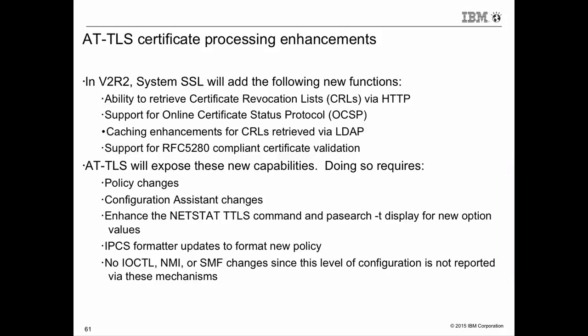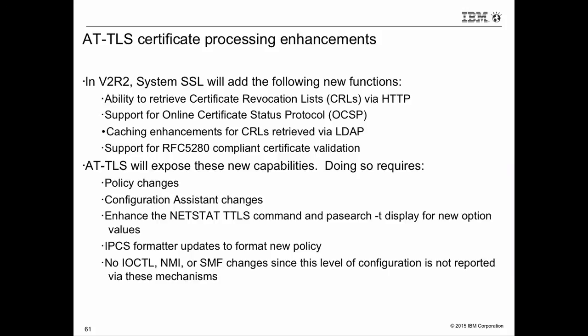From our perspective, AT-TLS is wonderful, but it does put a bit of a tax on us because as System SSL evolves and introduces new things every release, we have to update our policy configuration, our Configuration Assistant GUI, usually Netstat and NMIs and things like that, to expose those System SSL configuration capabilities through policy, through Configuration Assistant, and so forth. So that's something we have to do to keep this application transparency there. And so at the top of the chart, you see a list of things that System SSL is doing in V2R2, and a lot of this relates to certificate processing.